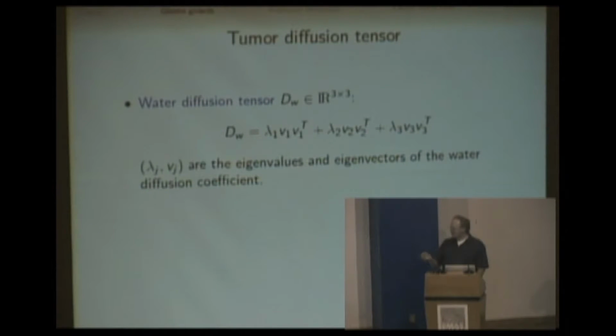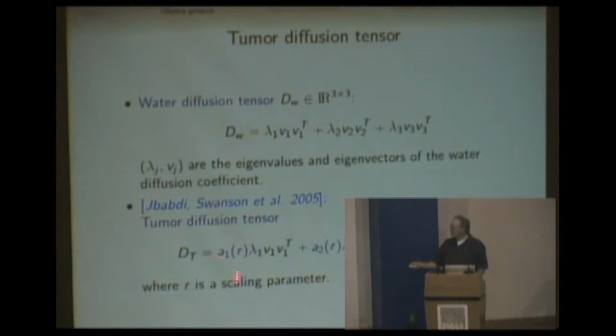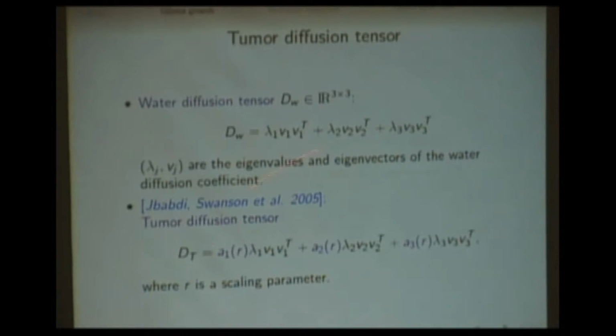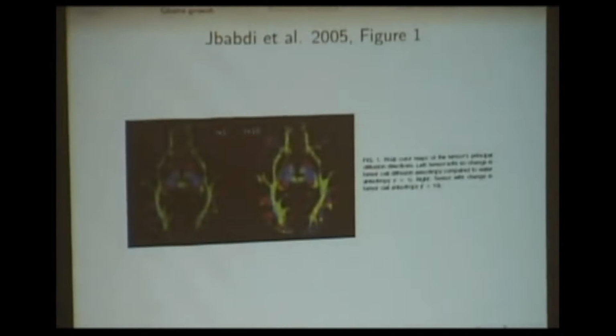And so Jbabdi and Swanson had a first idea how to do this, which is here. In this representation of the diffusion tensor, they introduced a factor A1 of R, A2 of R, and A3 of R to adapt the water diffusion tensor to a tumor diffusion tensor. But this is done rather heuristically, so they just tried something which worked. And R is a scaling parameter, so they played around with this R until they got a sufficiently good result. So let's look at their result.